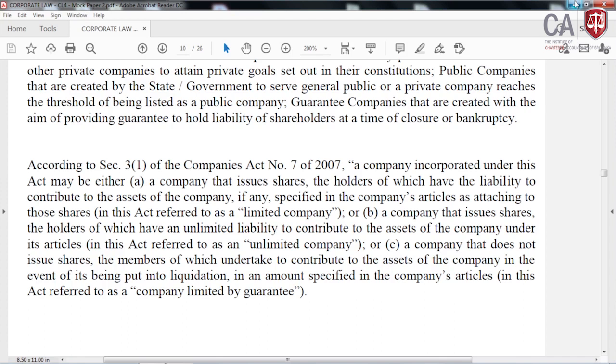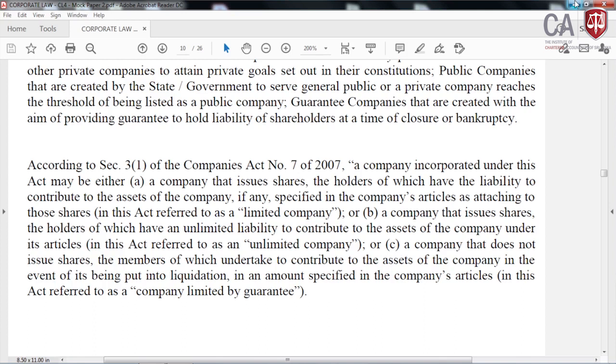Or the second category, a company that issues shares, the holders of which have unlimited liability to contribute to the assets of the company under its articles, referred to as unlimited companies, where the liability is unlimited, so that it would not be limited to the number of shares or the share value of a shareholder, but the liability of the shareholder is unlimited, where in a case of bankruptcy, that shareholder will have to even bring his personal assets in settling the company's debt. So this is a very risky situation.